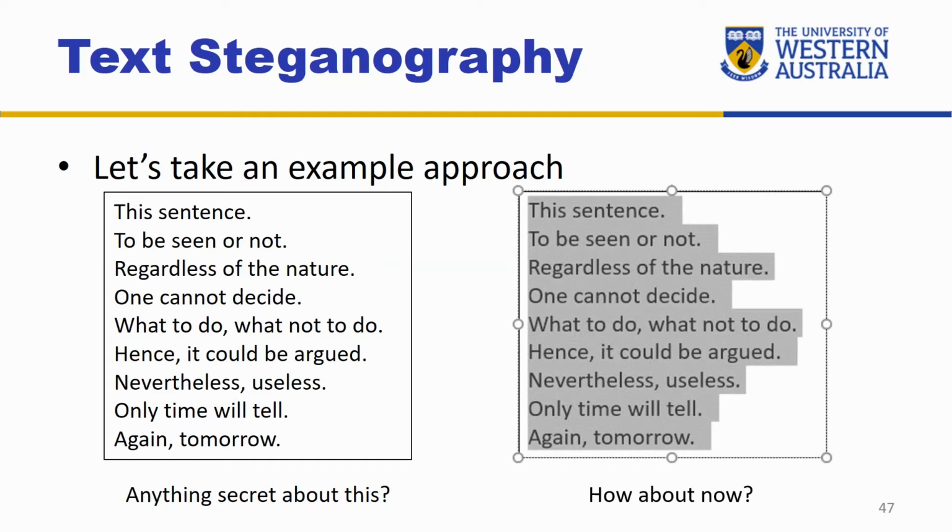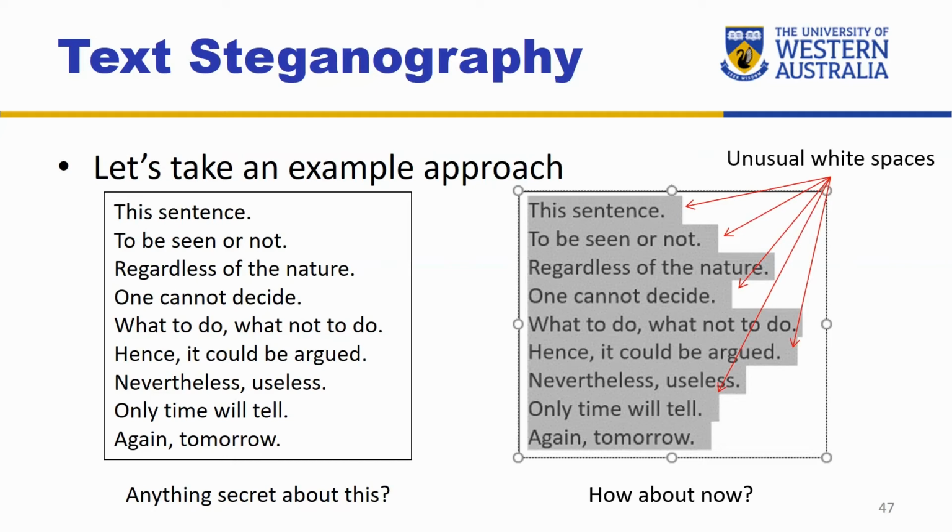Now, have a look at the right-hand side, which contains exactly the same information as the left-hand side. But do you notice anything different? If you guessed the unusual white spaces, then you are absolutely right. You can see that some lines have an extra white space embedded at the end, some lines do not. And these extra white spaces can be used as bit information.